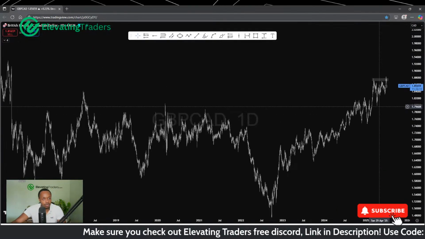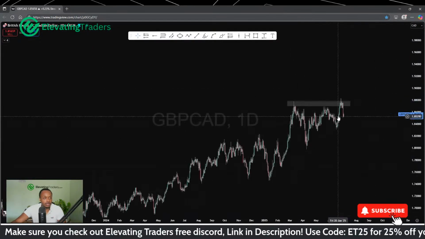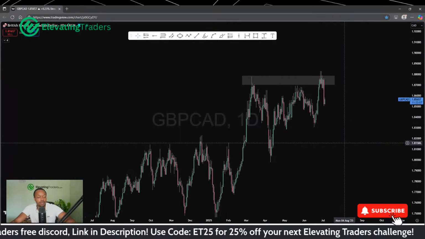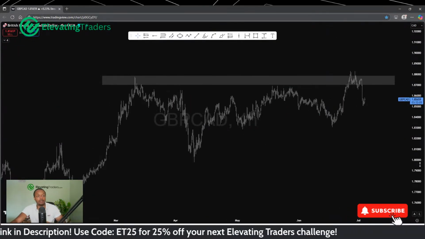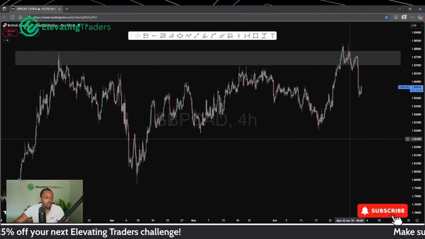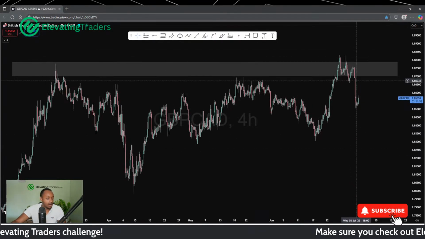But I'm not going to jump the gun. We have had a nice rejection yesterday, but again, one bearish candle is not going to signify a complete bearish trend, or at least you wouldn't expect it to. You need to see a bit more than that before I start to take any shorts. But yeah, very nice rejection.